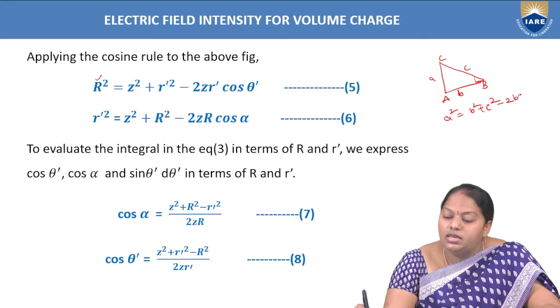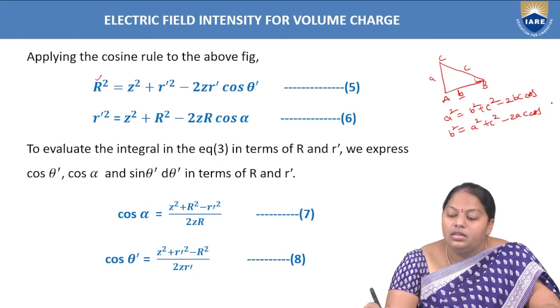Minus 2bc into cos of that respective angle. Suppose you want to write the equation for b square equal to a square plus c square minus 2ac into cos of that angle. Then similarly, c square equal to a square plus b square minus 2ab cos of that angle.